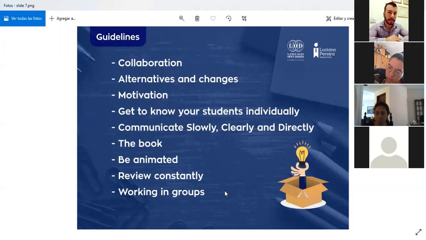Then we have point 2, alternatives and changes. This means that try not to do all of your lessons the same, in the same order, with the same structure. You have to change, use different tools, present the activities in a different order. Don't always use the book. Well, today we're not going to work with the book. Today we're going to start the lesson with the video, and then we will discuss. How about that?